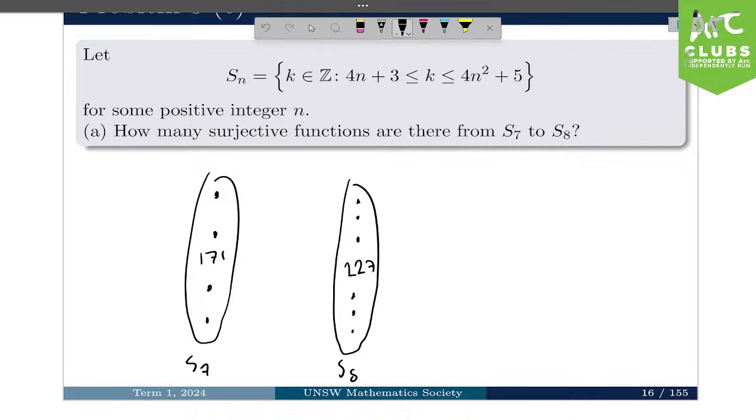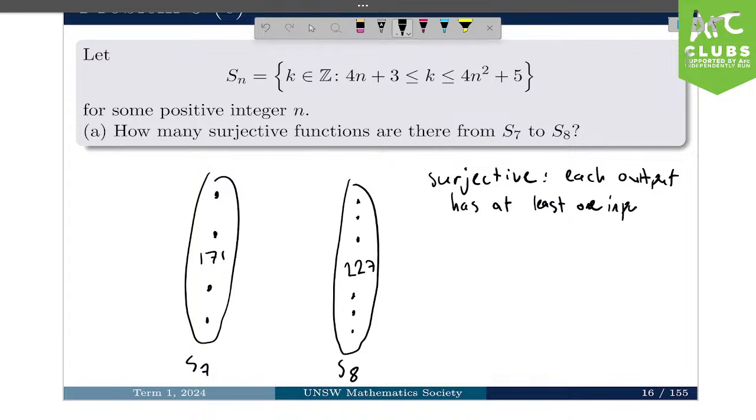S7, S8, right? What is the condition for surjectivity? If something is surjective, that means each output has at least one input. So for every element in our codomain here, there has to be at least one input that maps to it, right? We have to have an arrow pointing to every point in this second bubble, right?